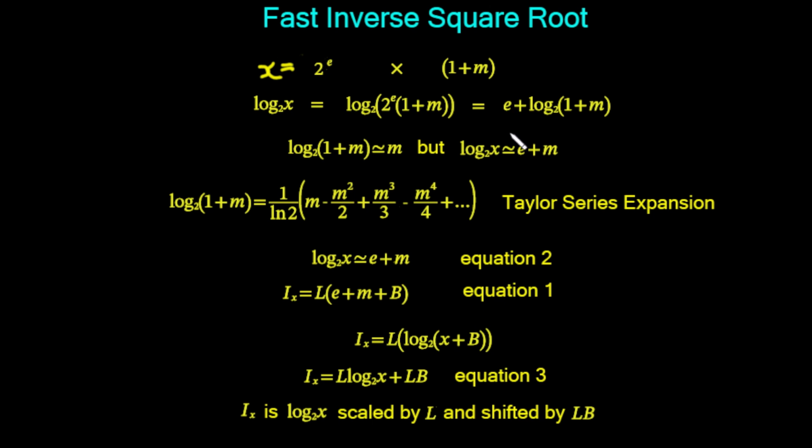Now, the interesting section is really here. What we're going to do is take an approximation of this log to the base 2, 1 plus m. So the approximation of log to the base 2, 1 plus m is approximately equal to the value of m. So in effect, we're taking a linear approximation of this little function. So it means that the log to the base 2 of x can be written as e plus m.